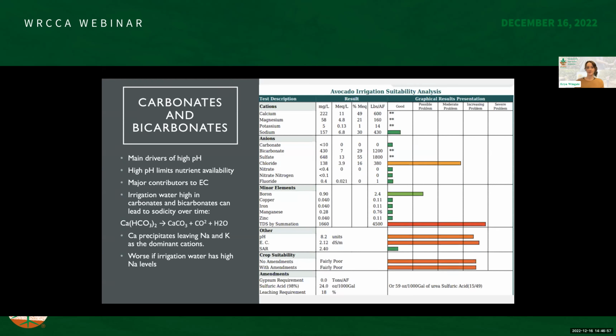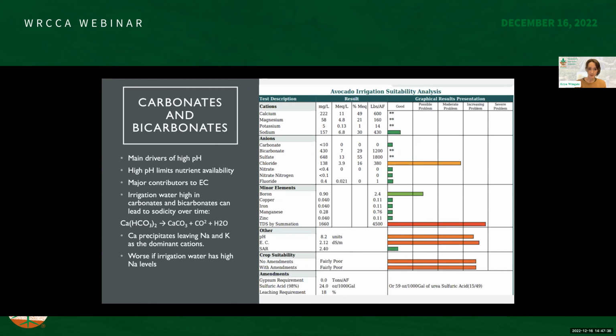And I want to talk about carbonates and bicarbonates. This is pretty interesting. They are the main drivers of high pH. They have this big buffering capacity, and at the same time, they're also contributing to the EC. So it's kind of two problems in one. When you've got a high pH, most of the micronutrients have very limited availability, especially iron. You also have low phosphorus availability, and you can also get calcium precipitating out of solution.